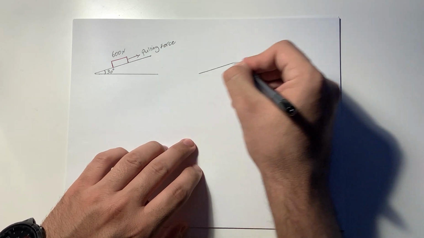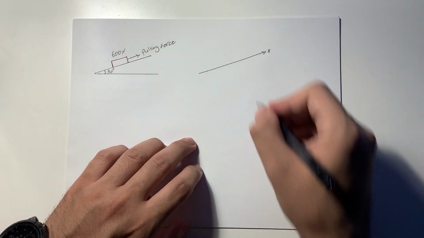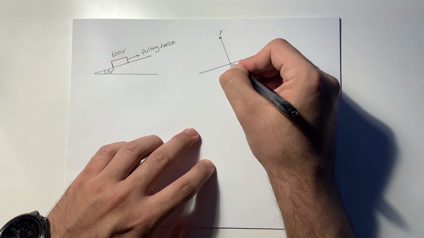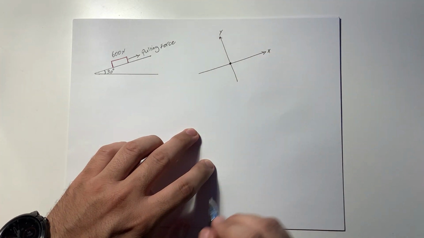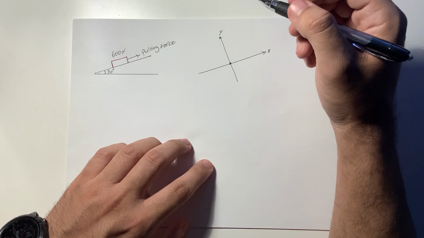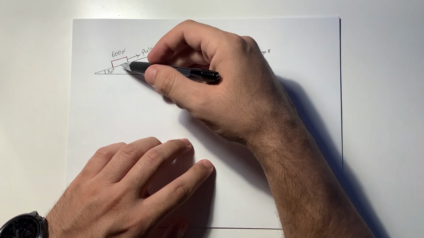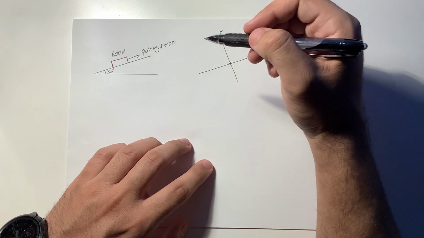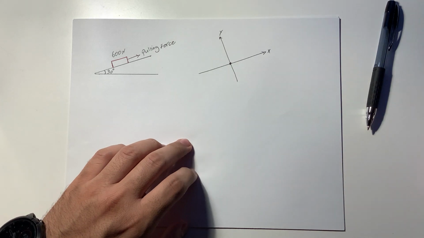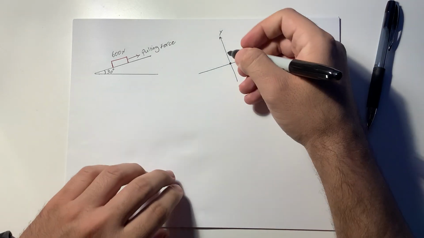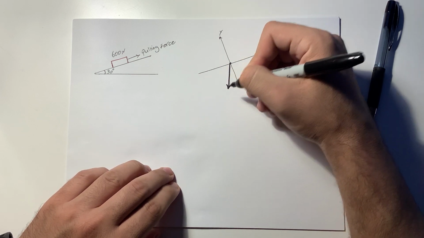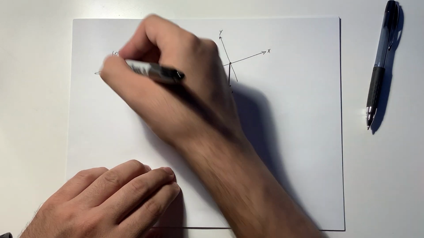So let's assume that's the x-axis, and this is the y-axis, and our object is located right at the center. The first force which is acting on this object is the force of gravity pulling down on it. You have the force of gravity, let's call it W, which is pulling down on this object.